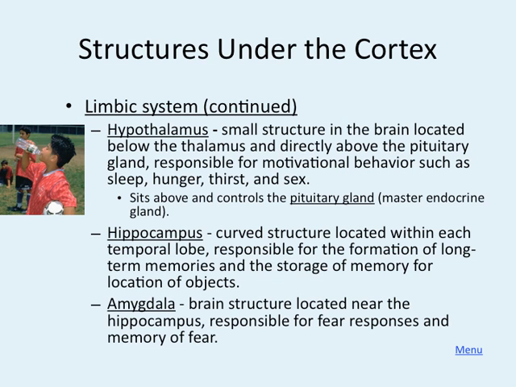The amygdala is a brain structure located in the hippocampus, responsible for fear responses and memory of fear. If you are terrified of flying, the amygdala is the one that reminds you of that every time you think about flying. Okay? So the hippocampus is used for the memories of locations. The amygdala is used for fear and is responsible for fear responses. Okay, all of these fall under the limbic system: the thalamus, the hypothalamus, the hippocampus, and the amygdala.